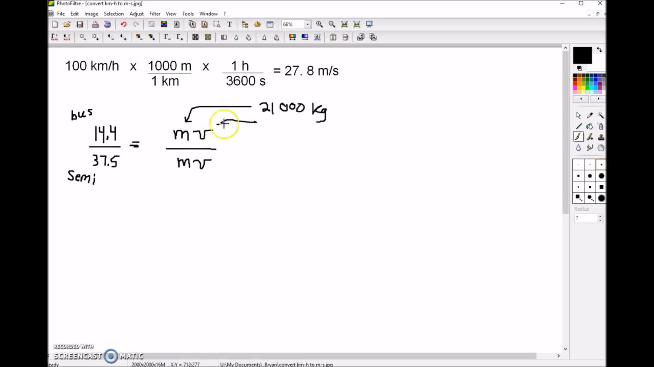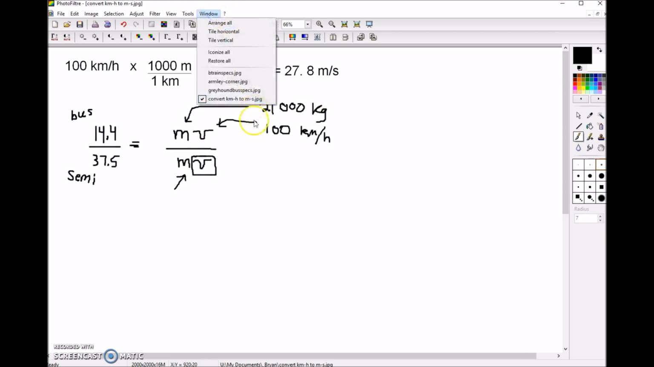And this we're going to say is 100 kilometers per hour. We can change that later if you want to. Okay, we need the mass of the semi, and then afterwards we can use this proportion to find how fast that semi was going. We can see if he was doing a rolling stop.